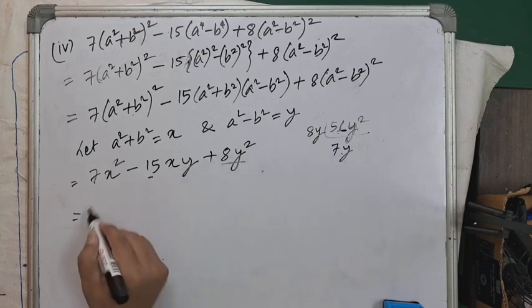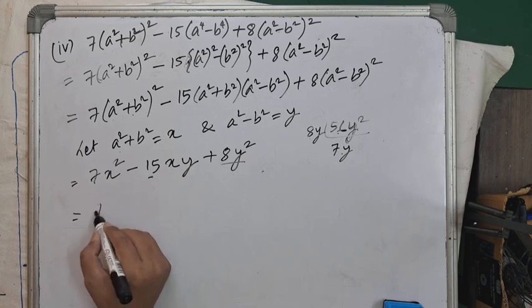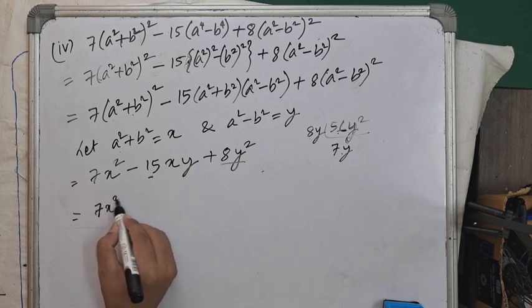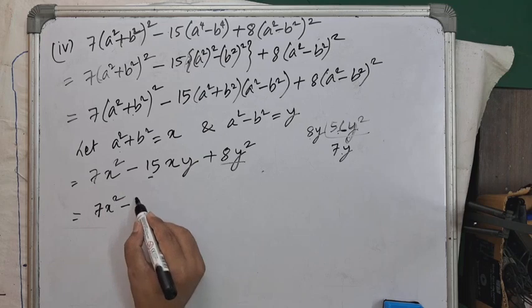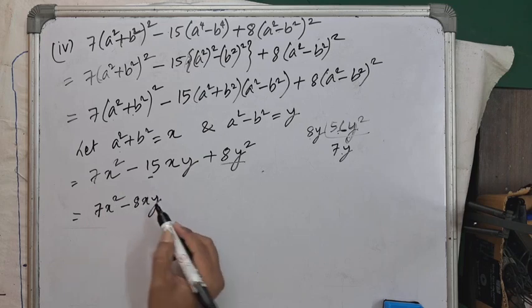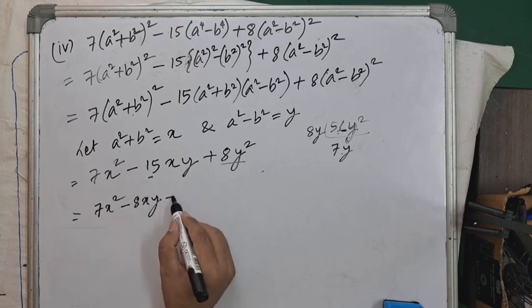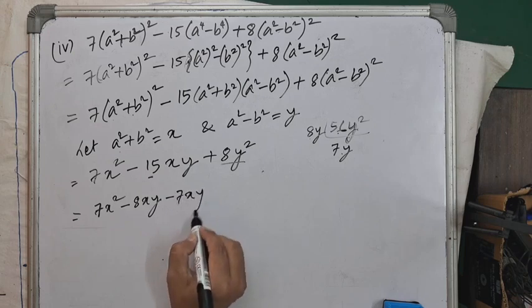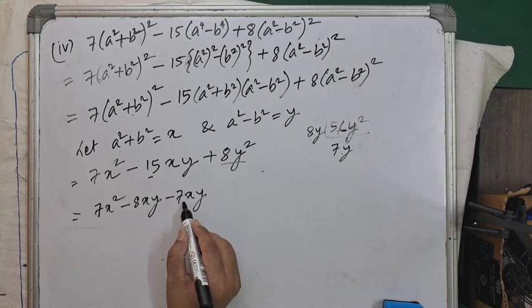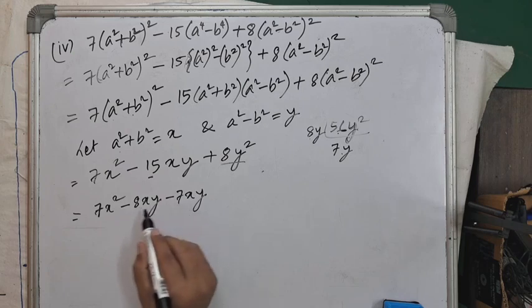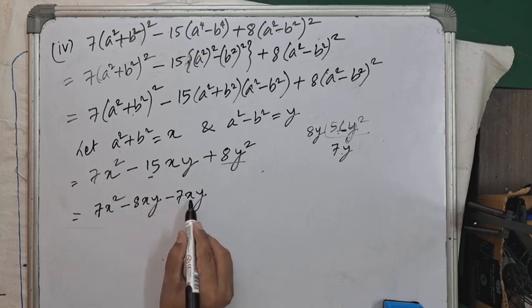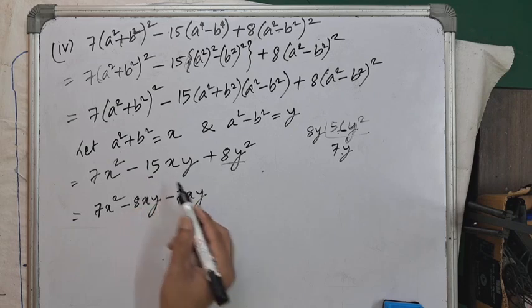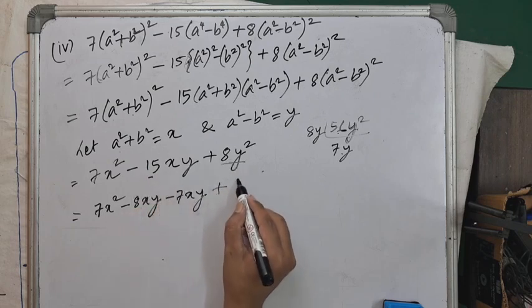X is already there, so what we write is 7x square, this minus 8xy, minus 7xy. 8xy minus 7xy, both are negative, which means these two numbers will add up. Minus 8xy minus 7xy will give us minus 15xy plus 8y square.